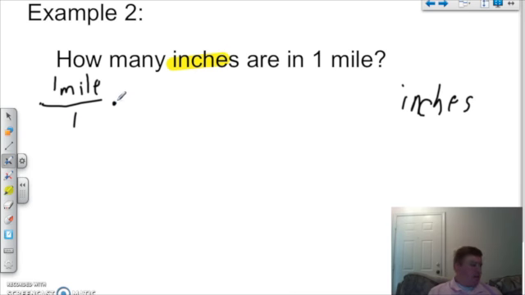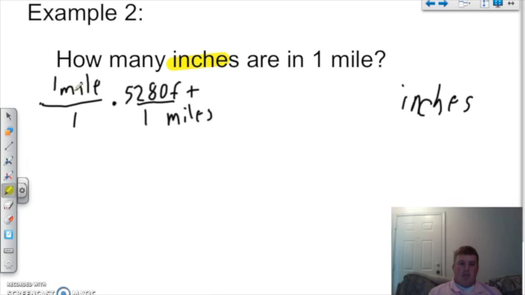Now, I don't have any conversions that go straight from 1 mile to inches. So I'm going to need to take a step in between. The step that we know that we have a conversion for in between is feet. So I'm going to switch from miles to feet. Now I have to think about which I want on top, the feet or the miles. I have miles on top, so I'm putting miles on bottom. So I'm going to write my miles here, and I'm going to put my feet on top. Now, we know that there are 5,280 feet for every 1 mile. Now, if we notice, our miles cancel, and now we're left with feet.